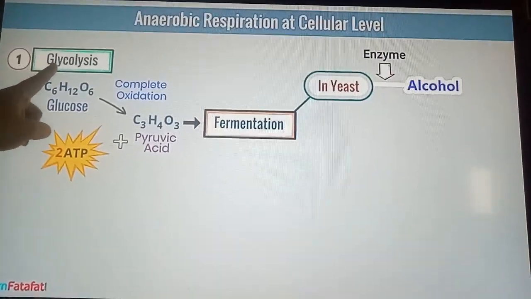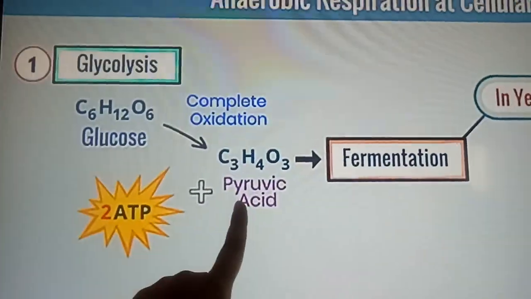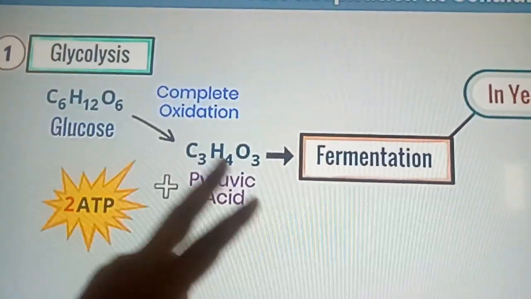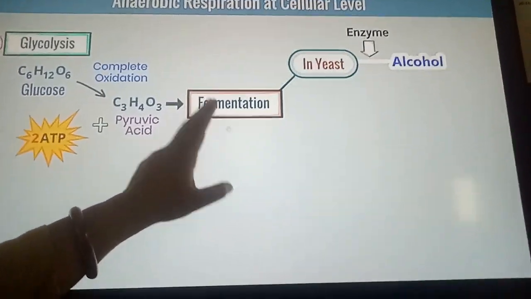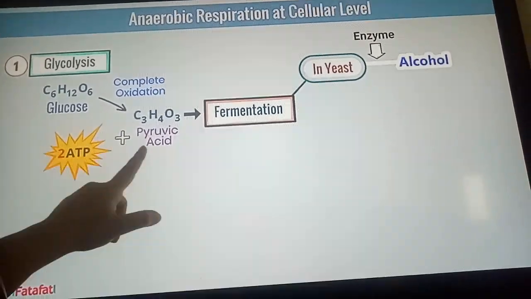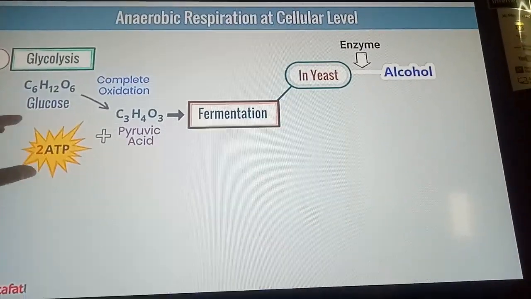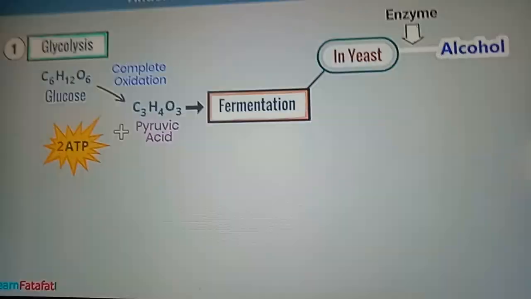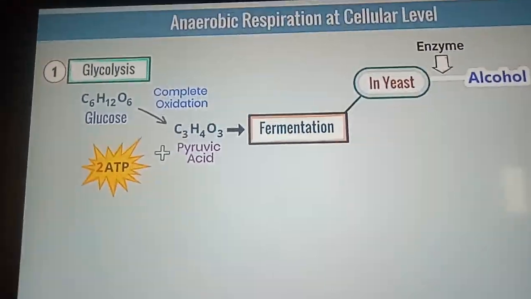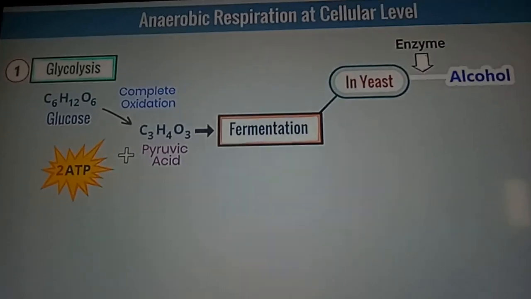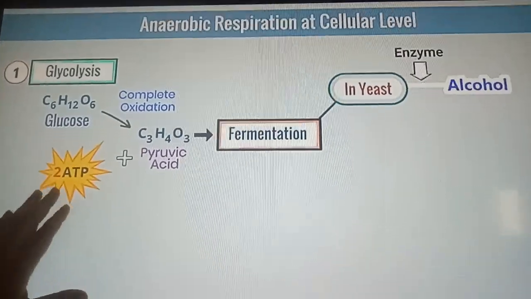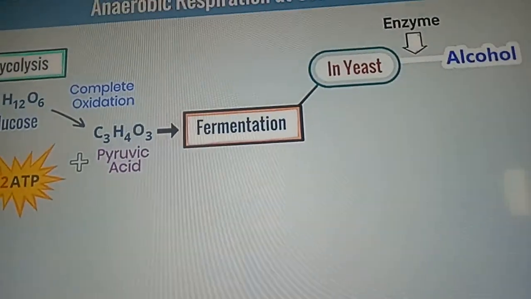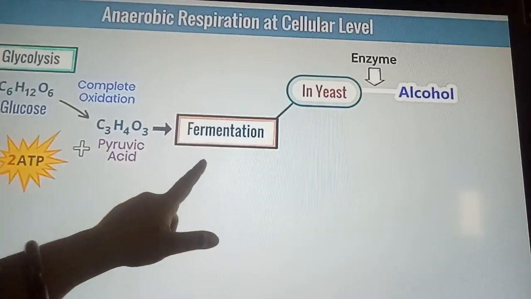The first step is the same, that is glycolysis, where glucose is converted into pyruvic acid. There are two steps only, glycolysis and fermentation. In the first step, glycolysis, glucose is converted to pyruvic acid with the production of only a very small amount of energy. So in anaerobic respiration, very little energy is released, whereas in aerobic respiration a larger amount of energy is released. You can see only 2 ATP of energy is produced. So the reaction happens in two steps, one is glycolysis, another is fermentation.